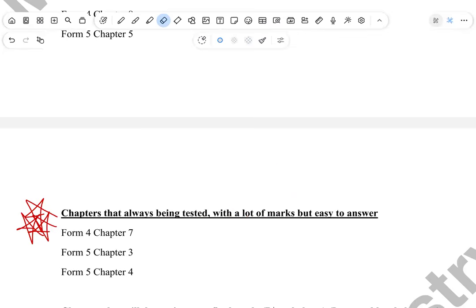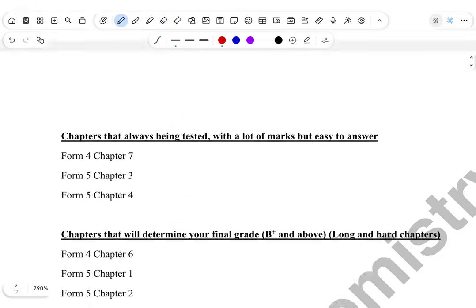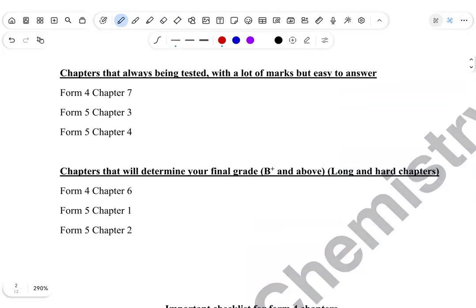Okay, what we call the tricky and hard topics for chemistry, I guess you all know that. These are the three, right? Form 4 chapter 6, acid, base, and salts. Form 5 chapter 1, redox. Form 5 chapter 2, carbon compounds. These are those long and hard chapters lah. And these are the killer topics for many students.